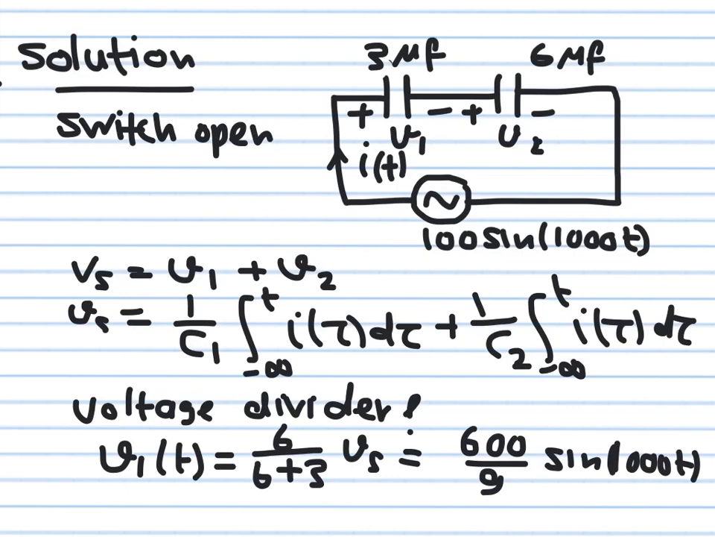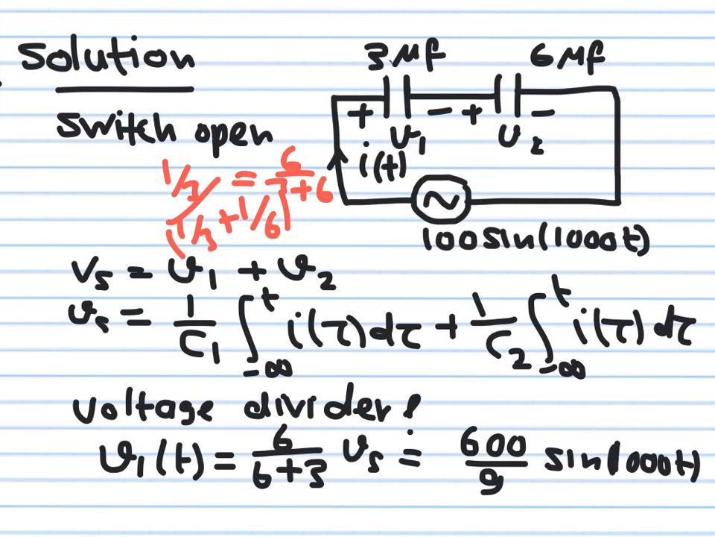If I want to write the voltage division as follows, if I want to get the voltage across the 3 microfarad, I'm going to write it as 1 over 3 over 1 over 3 plus 1 over 6. So if you multiply both sides by 3 by 6, you end up with 6 over 3 plus 6, which is the same current division we used for parallel resistors.